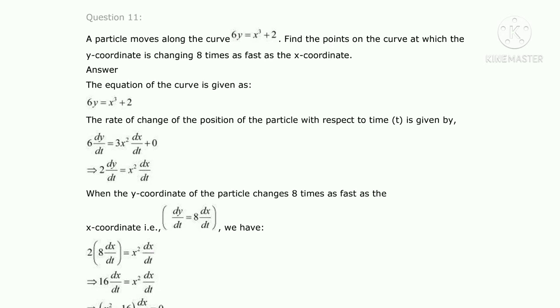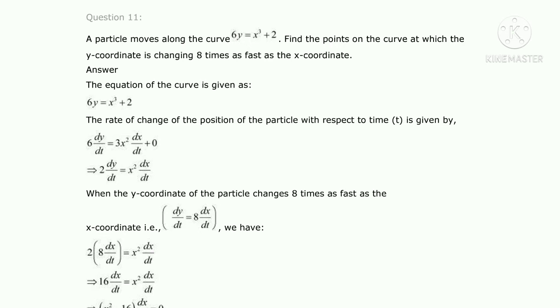That means the question says 6y equals x cube plus 2. That means it is a curve. And on this curve we have to find the points. Find the points on the curve. Here we have to find the point, and the condition given is that the y coordinate is changing 8 times as fast as the x coordinate. That means the change in y is 8 times that of x. Is it clear? If x becomes 1, y becomes 8, 8 times. Is it clear?